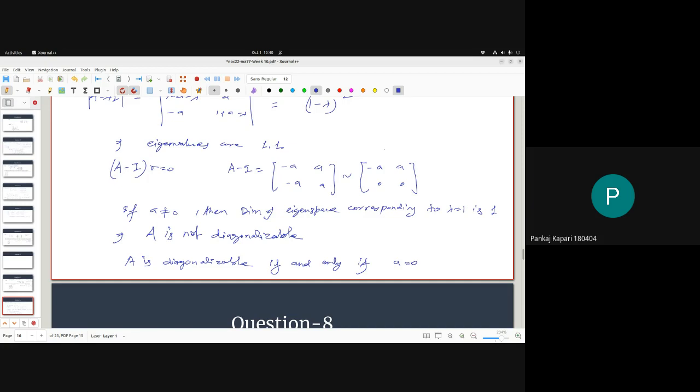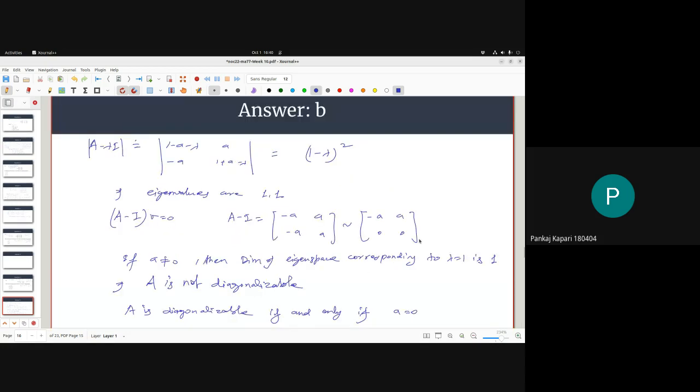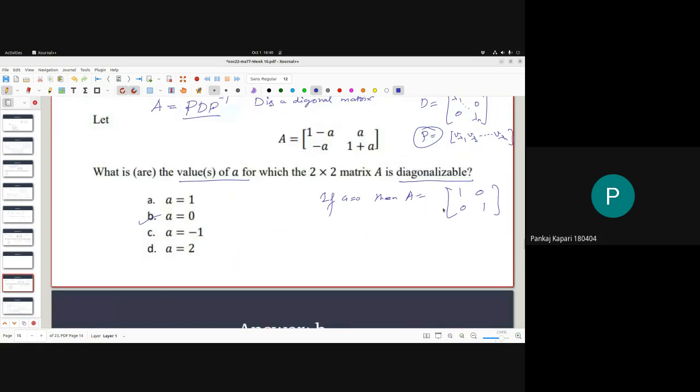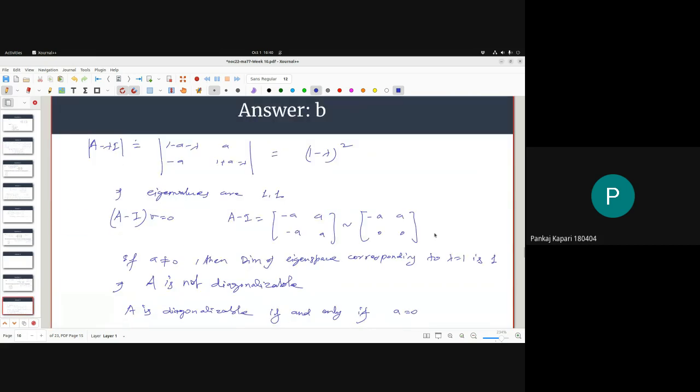Because if A becomes 0, then there are no pivots and there are two free variables, which means the dimension of the eigenspace is 2. That means there are two linearly independent eigenvectors, and using those two eigenvectors, you can form a matrix P, and then you can write A as P D P inverse. But you can see that when A is 0, this matrix itself becomes an identity matrix, and it is already in diagonal form.